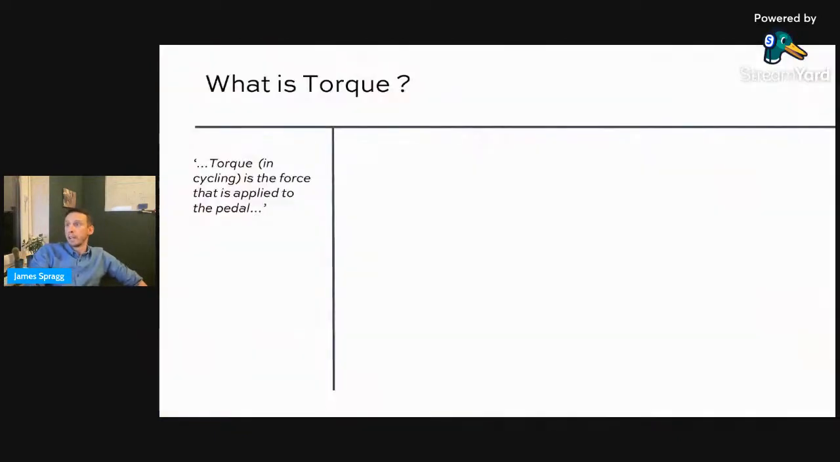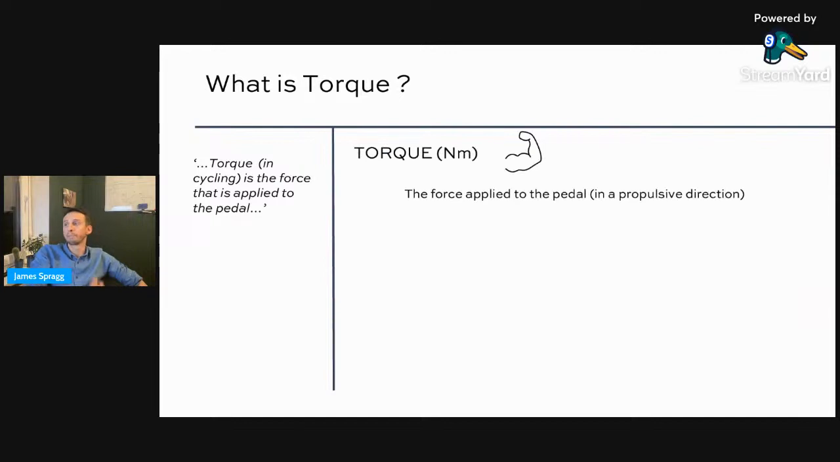So let's jump in. What is torque? Torque is the force that we apply to the pedal. Now, all different power meters will measure torque in different ways, but essentially what we're measuring is the propulsive torque. So it's the force that we apply to the pedal that moves those pedals around. We might apply forces to the pedal in other directions, but they're not typically measured by our power meter. So torque is simply the force that we apply to the pedal, and it's measured in Newton meters.